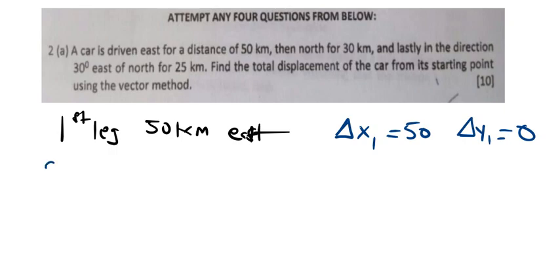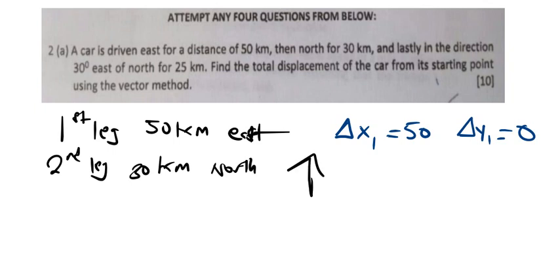Let's come to the second leg. For the second leg, we are saying north for 30 kilometers. So it moved 30 kilometers north. So this is the north. Now if it is in the north and we take going up as positive, coming down as negative, since it's going up it will be positive.